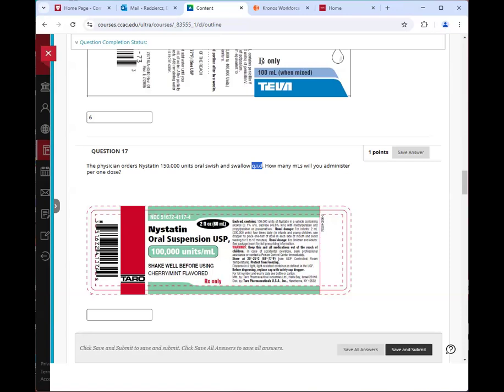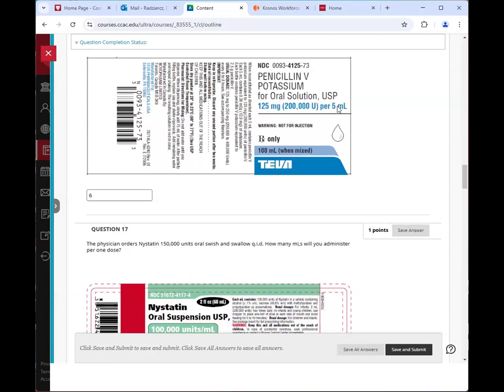So all you're going to do is take your 150,000 and then divide it by the available 100,000. And you're getting an answer of 1.5. Notice here that it's just per milliliter versus here it was per 5 milliliters. So just pay attention to what the actual milliliters is on the label, because that's another area where students tend to get tripped up. They'll put it as 1 milliliter instead of actually putting it as 5.